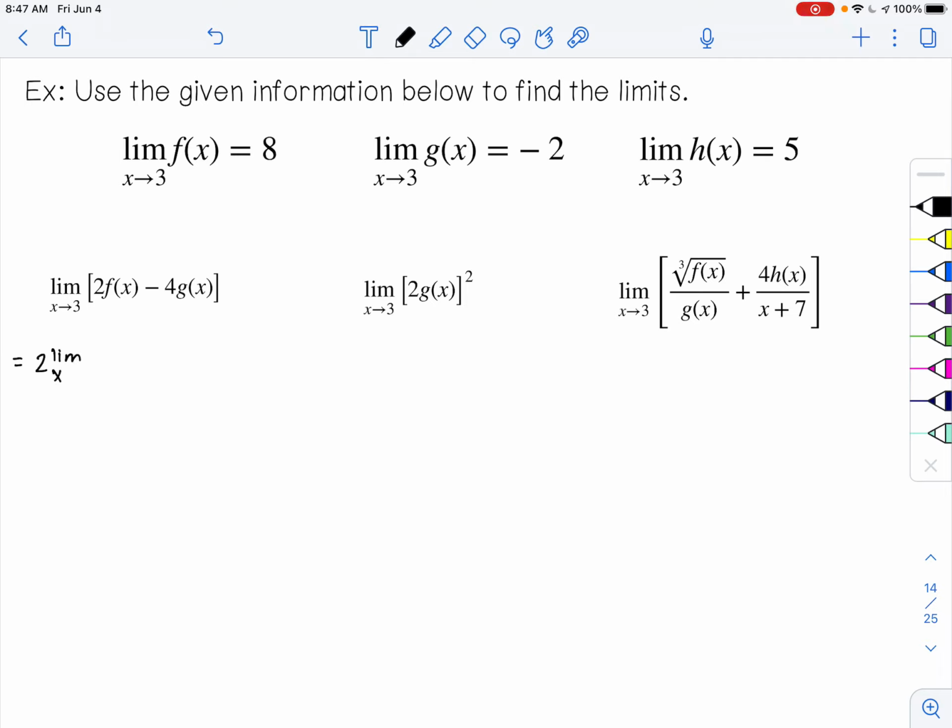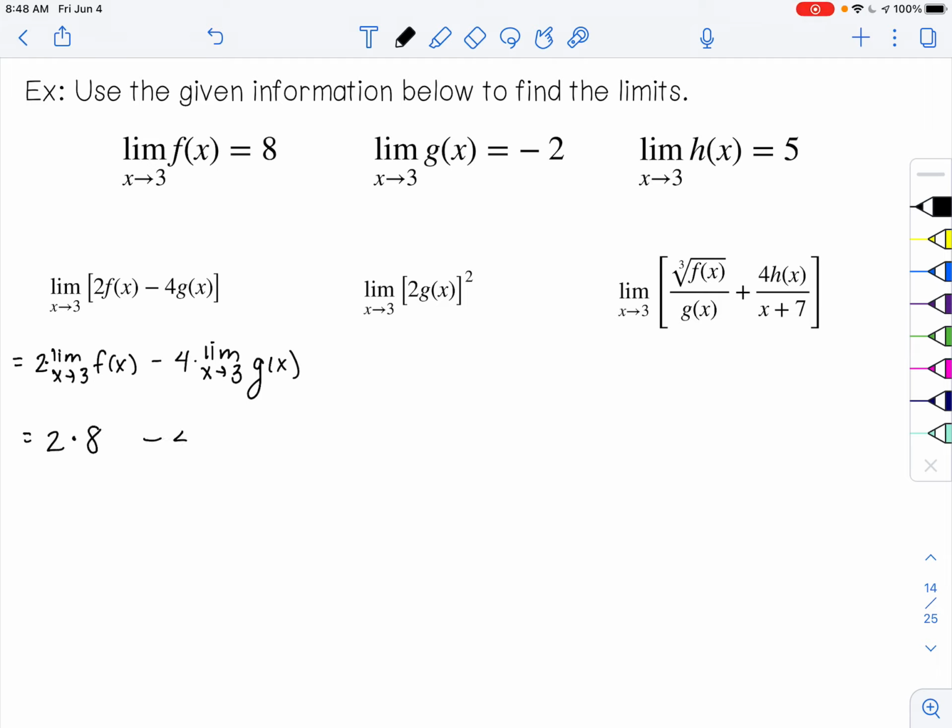So if we're using our limit rules, this is going to become 2 times the limit as x approaches 3 of f of x minus 4 times the limit as x approaches 3 of g of x. So we're using that sum and difference rule to break the f and g into 2 different limits, and we're also pulling those constants out front with the constant multiple rule. Or I guess I should say the coefficient rule. Different books call them different things.